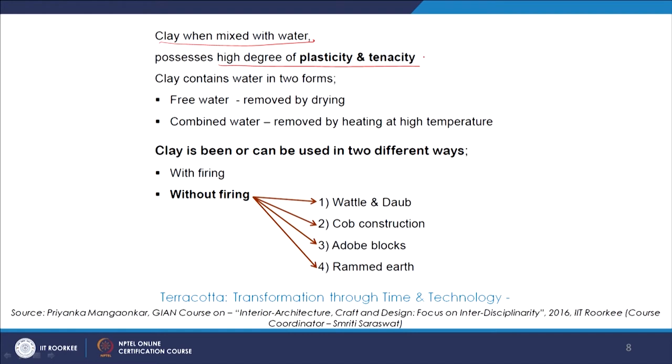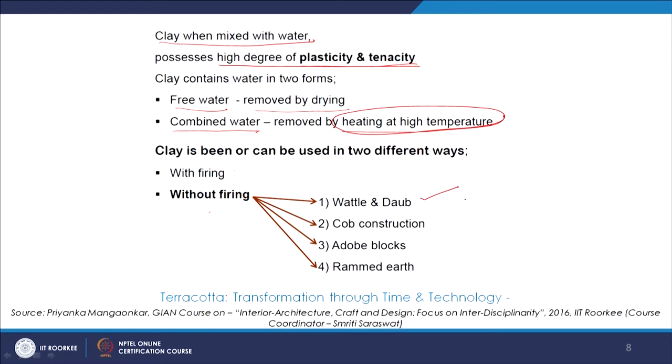That's what makes it very plastic. It contains water in two forms: free water, which can be removed by drying, and combined water, which is removed by heating at high temperature, because otherwise the moisture would remain. Now clay can be used in two different ways: with firing and without firing. We will see a few examples of without firing.